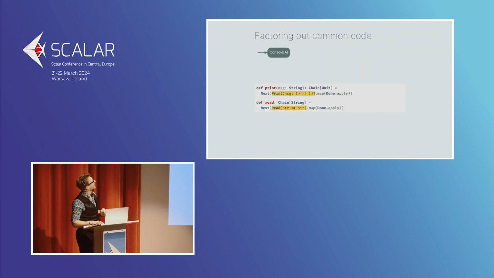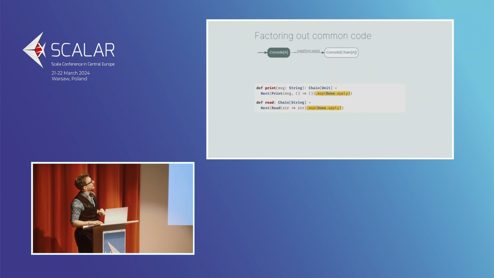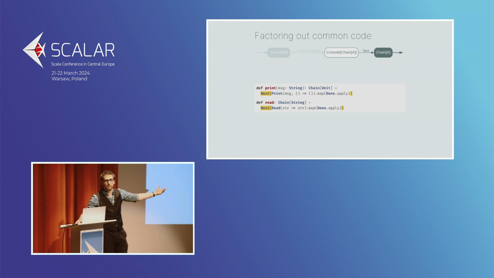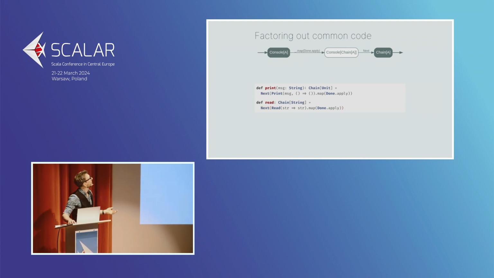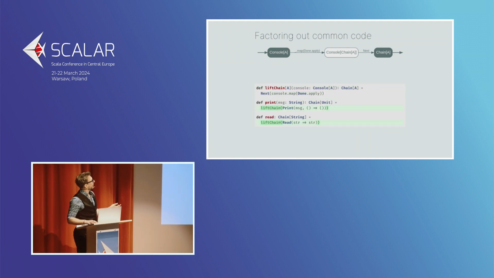Because here, in both cases, we have a console of A, which we map into it and apply done, and we wrap the entire thing in the next. It's also the exact same function with a different input. So let's extract that function. I'm going to call it lift chain, and we can simplify the rest of the code to just be calls to that. Now, that's not necessarily super useful.